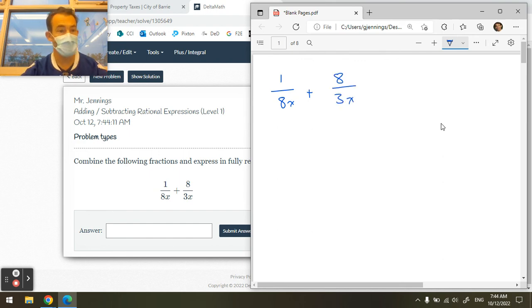All right, now let's create a common denominator. 24x will be the common denominator. How do I know this? Well, I could factor 8 and 3 and see that they don't share any factors yet. So I just need to multiply them by one another in order to do that. So it's going to look like this.